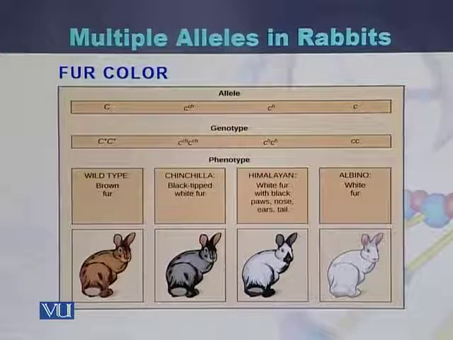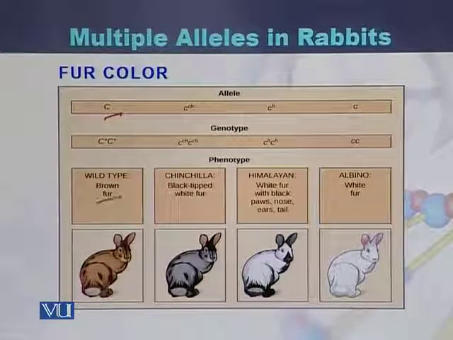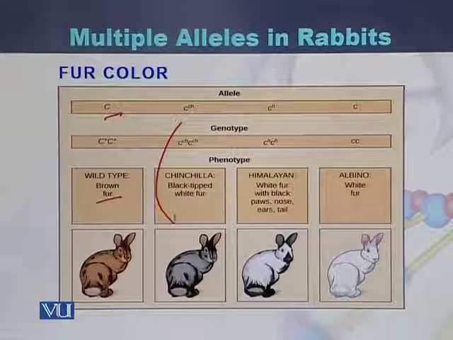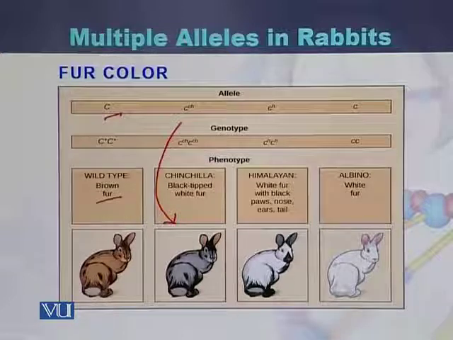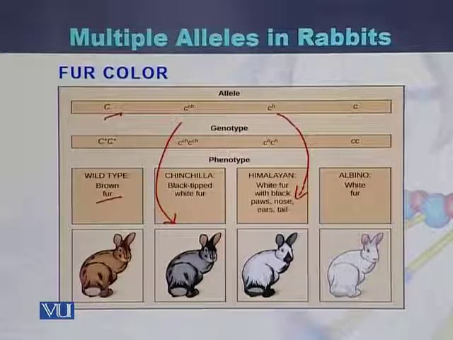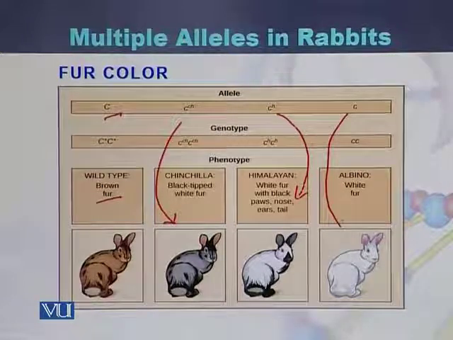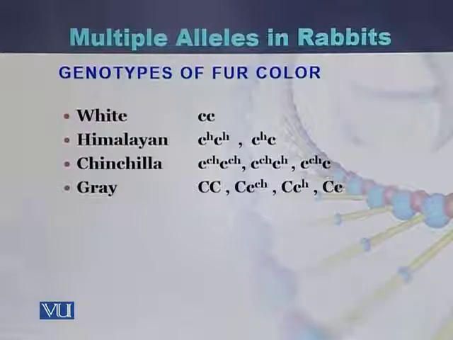If there is allele C, then the color will be brown or agouti. If there is the CH allele, then the color will be chinchilla, which has black tips with white fur. And if there is allele H, then it will be the Himalayan type that has white fur with black paws, nose and tail. And if there is allele C in recessive form, then the fur color of the rabbits will be white. So there are 10 different genotypes because there are 4 different alleles.